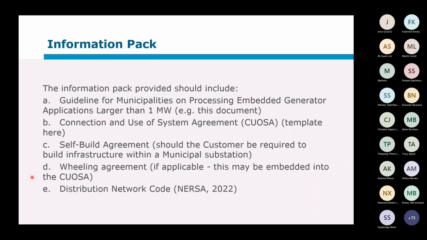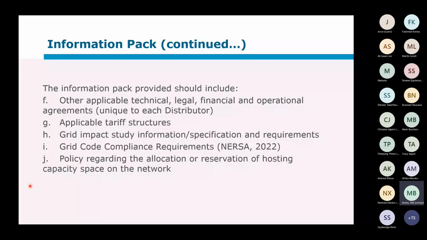Okay, thank you. So wheeling agreement, well, that is when your customer is relatively far away from where the generator is, and you are going to use your distributor's network to get the electricity from where it's generated to the end customer who pays for it. Then it's a good idea to include the distribution network code and the renewable power plant code.